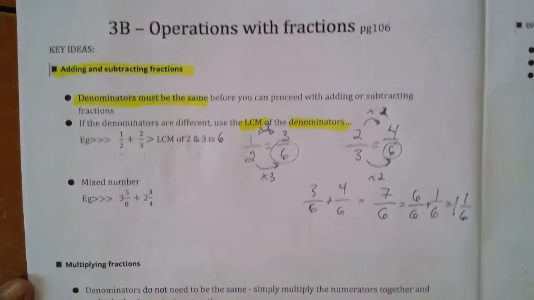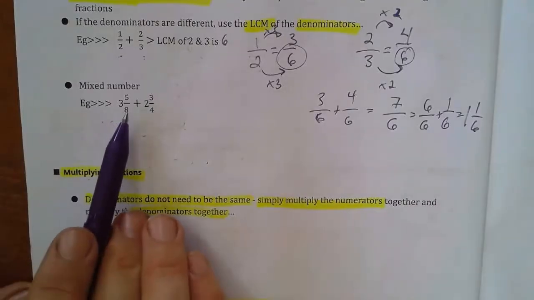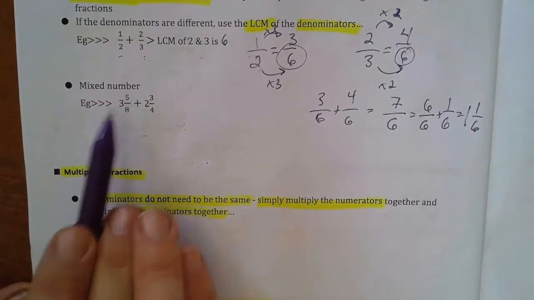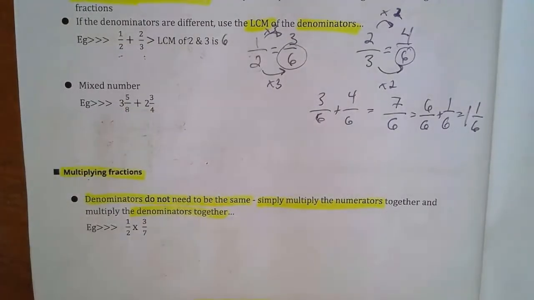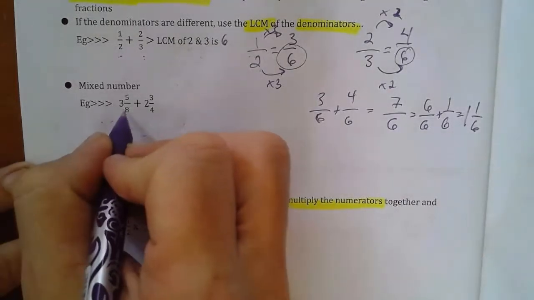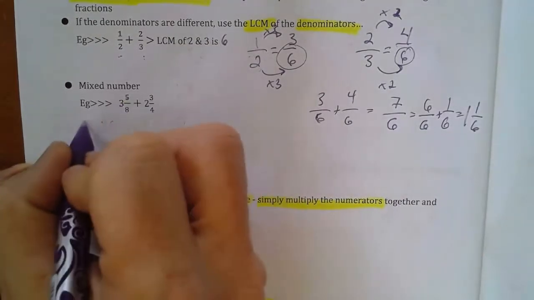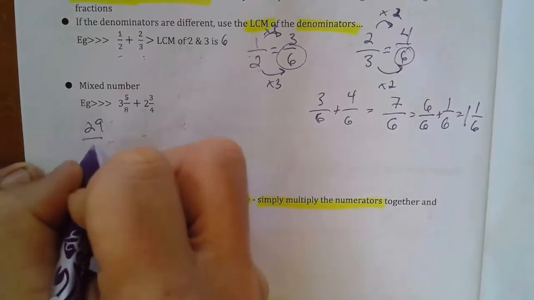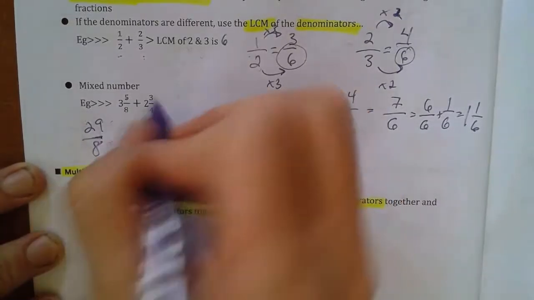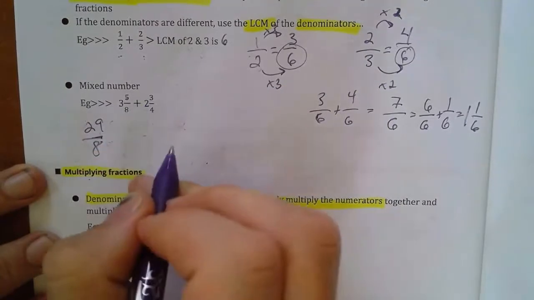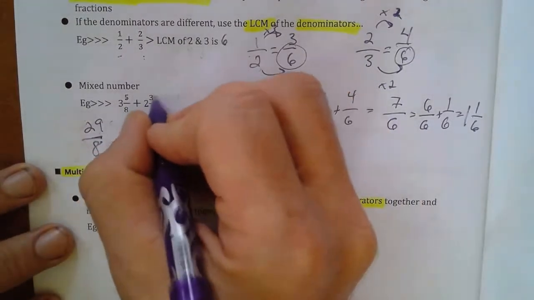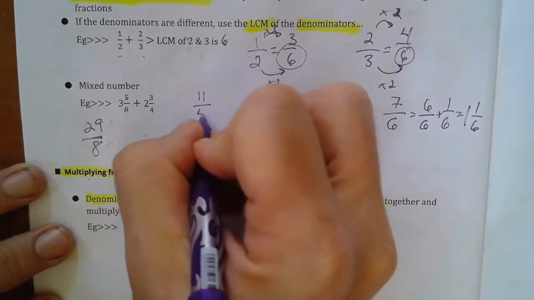Mixed numbers. Now, with mixed numbers, we still need to find ourselves a common denominator, but we need to convert these into improper fractions first, so we're dealing with apples and apples. So 8 times 3 is 24, plus 5 is 29, and I can tell you that 8, remaining the denominator, is going to be a common denominator with this 4. So whatever we get here, we're actually going to double. So I'll do this one up here. 4 times 2 is 8, plus 3 is 11 over 4.